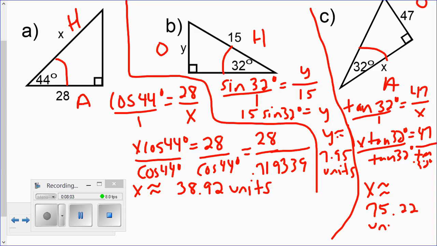units. Now that number seems really big, but if you go back to the problem, look at the picture, we had a really large side length to begin with. So that does seem reasonable that we would have such a large number for the length of x. And that's how we use trig ratios to help us find missing side lengths.